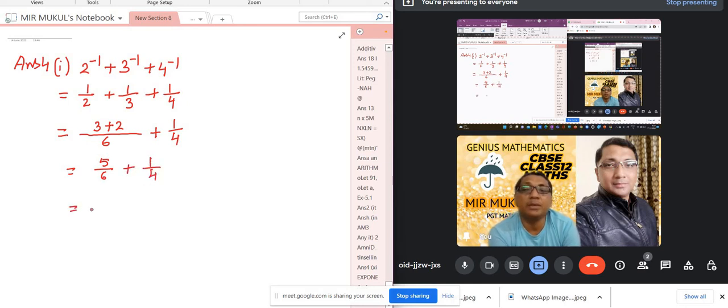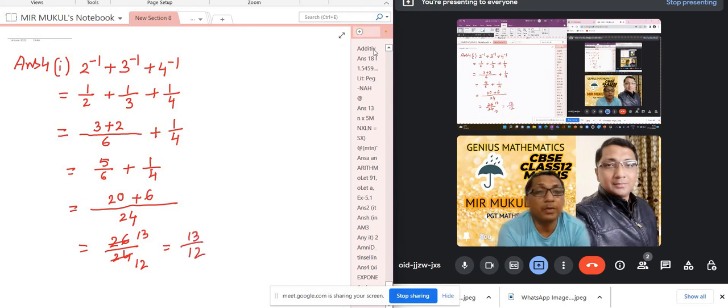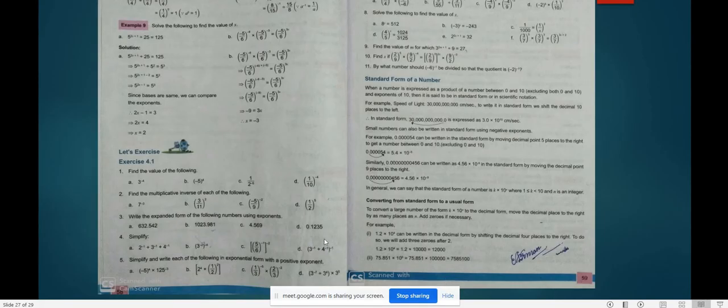Again I am using the same rule. Multiply 6 and 4, 24. Cross multiply, 20 plus 6. Then we are getting 26 by 24. Cut by 2: 13 and here 12. So we are getting 13 upon 12. I hope you understood. Now the answer for the fourth question. The second and third I am keeping for you for practice.